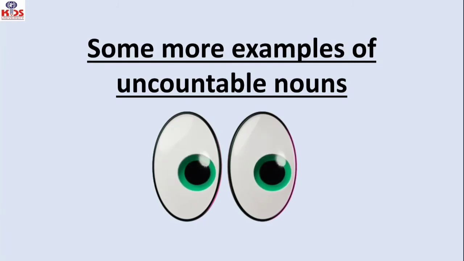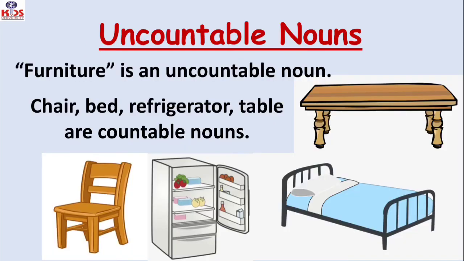We have some more examples of uncountable nouns. Furniture is an uncountable noun, but chair, bed, refrigerator, table are countable nouns. Have you noticed that chair, bed, refrigerator and table come under the category of furniture?